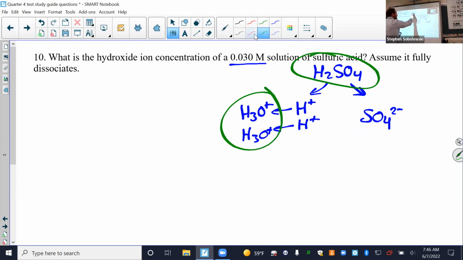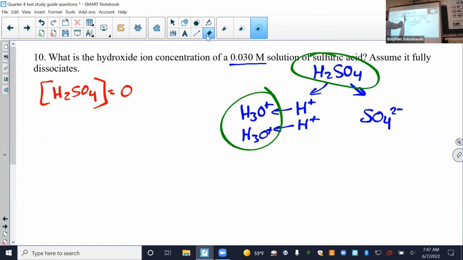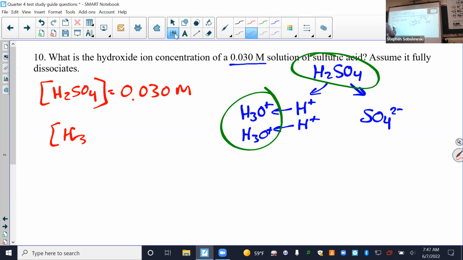2. So if my concentration or molarity of H2SO4 is 0.030 molar, what's my H3O plus concentration going to be? Equal to that, half of that, or twice that? It's going to be twice, because for every 1 H2SO4, you're getting 2 hydroniums. So we're going to double that, giving us 0.060 molar. And from here, we can now solve.